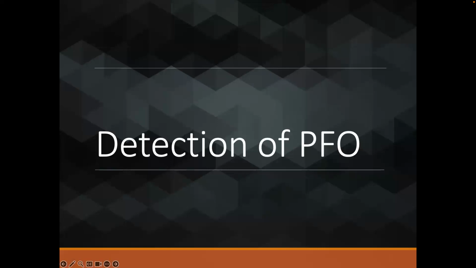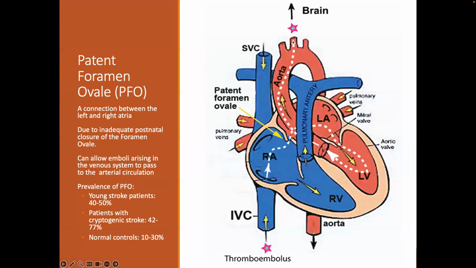Okay, so now we're going to talk about detection of PFO with the transcranial Doppler. So you guys know what a PFO is, obviously. Usually the PFO leads to a right to left shunt. So a lot of times if a PFO is present, a venous thromboembolism can develop and be shunted from the venous side to the arterial side, and it can cause a stroke and other symptoms on the arterial side.